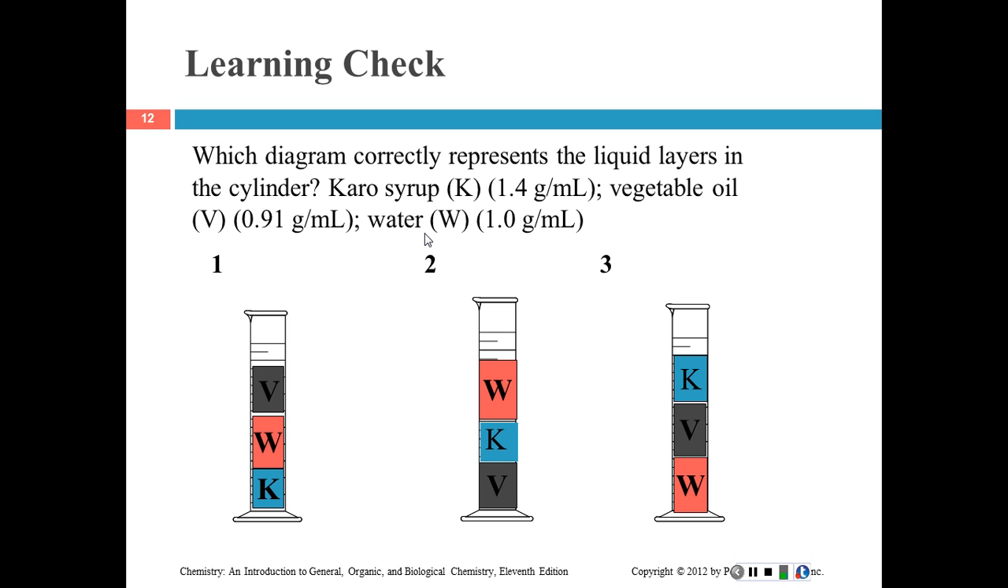You've got Karo syrup, which is indicated by a K. Its density is 1.4. You've got vegetable oil, V, which is 0.91, and you've got water, W, that's a 1.0. And so all you have to do is figure out which one of these pictures is correct, which one would be floating on top of which other one. So you can take a minute and think about it, and then you can turn me back on.